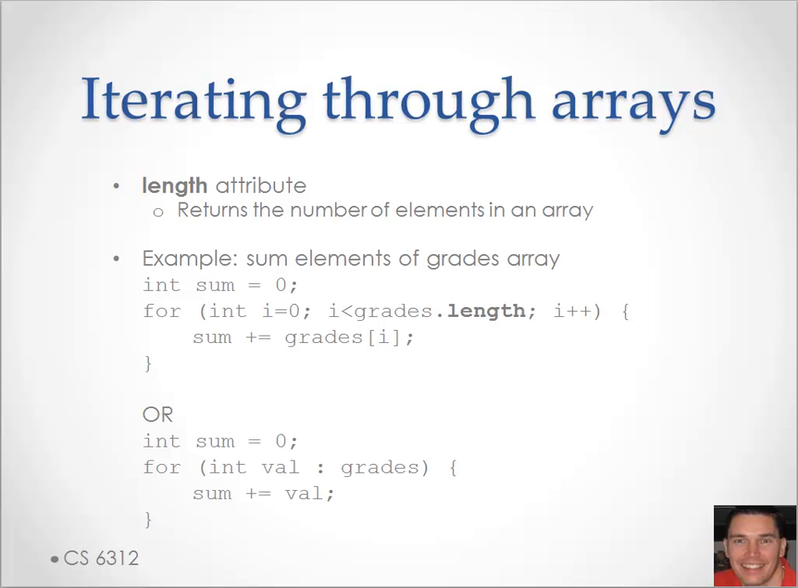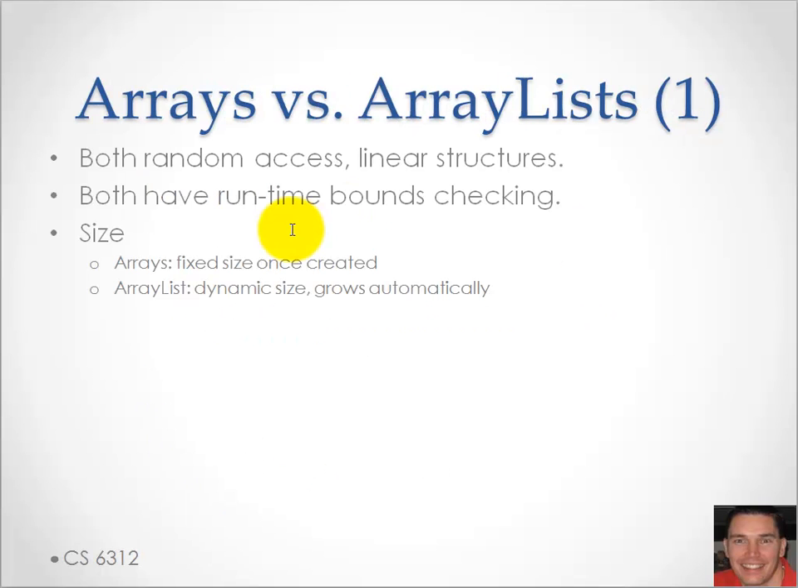Now, this next set of slides, what I want to look at is comparing arrays versus array lists. Please note that they're both random access linear structures. So linear means that we just have a line of them. Random access means that I can access any particular element at any time. So I can access the 10th element, the first element, the 100th element directly just by giving that index into that list. Both of them have runtime bounds checking, and the size.